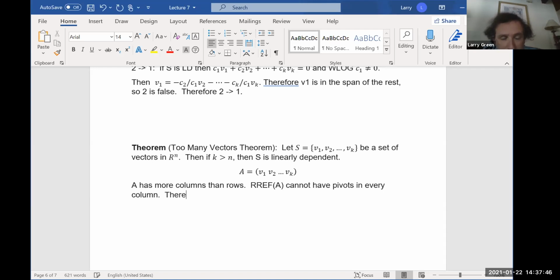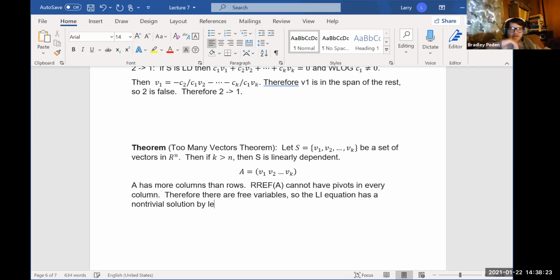Therefore, there are free variables. It could only be one, but that's okay. You get at least one. So the linear independence equation has a non-trivial solution. As we saw in our examples, if you have a free variable, then that tells you you have a non-trivial solution, because you let that variable be 1.